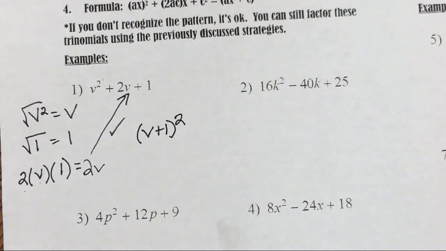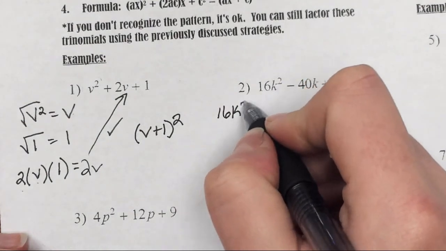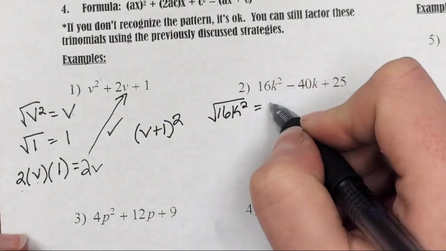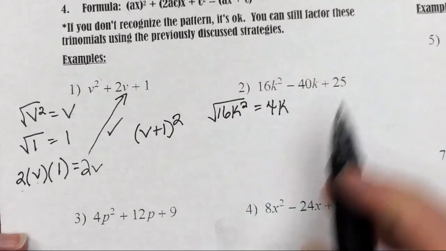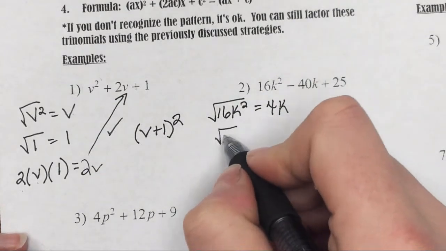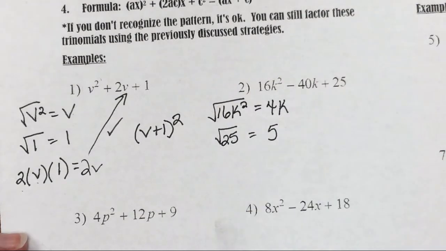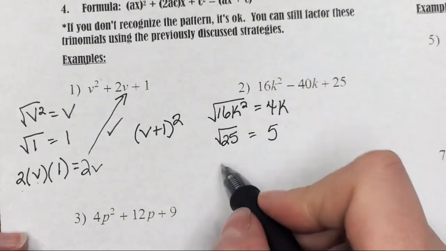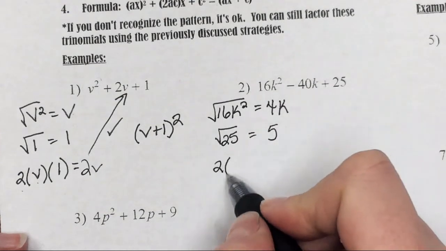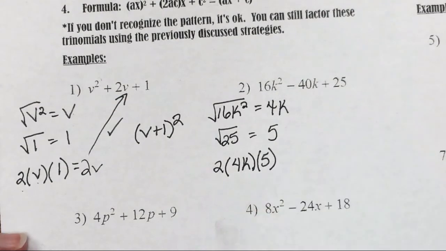All right, example 2. I'm going to check my first term. I have 16k squared. Is that a perfect square? Absolutely, because the square root would be 4k. Check my last term, 25. Absolutely. Square root of that is 5. And then I'm going to look at my middle term. Is this twice 4k and 5, that product?